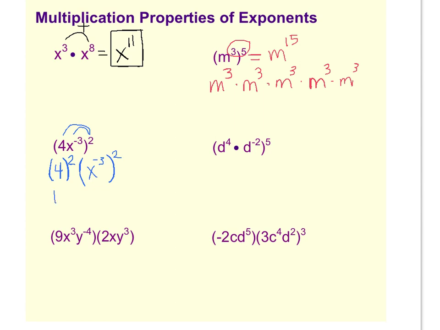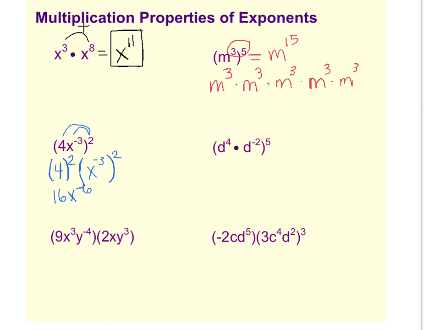So 4 squared is 16. And then here's that power of a power property. X to the negative 3 raised to the second power. We will multiply those exponents together. So we have x to the negative 6th power. It's kind of hard to see.